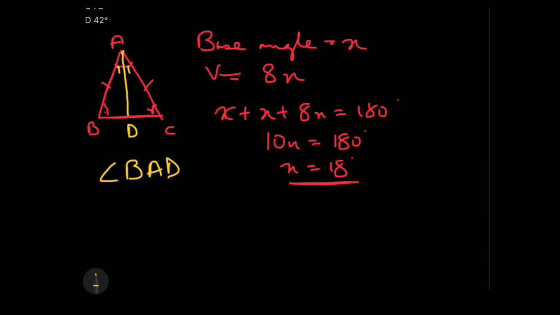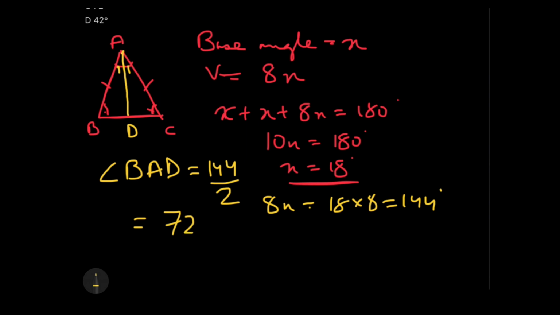Now, it's very easy to do, guys. We know the value of x, that is the base angle. Now, what I need to do is find out the value of 8x. So, 8x will be equal to 18 into 8, that is 144 degrees, and angle BAD will be half of 144 because it is the angle bisector. So that means angle BAD will come out to be 72 degrees. I guess option C is the answer.